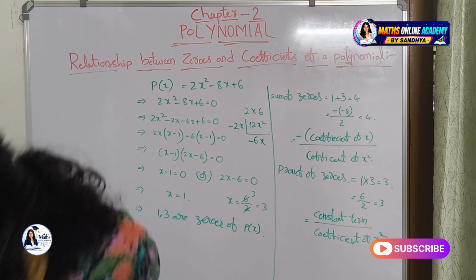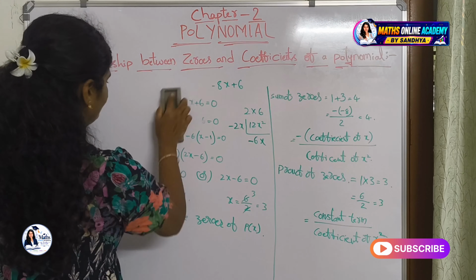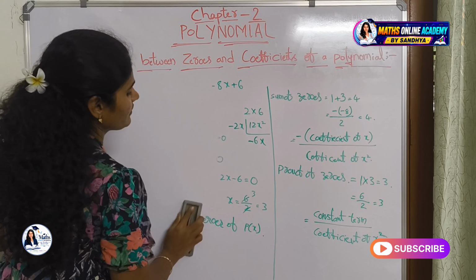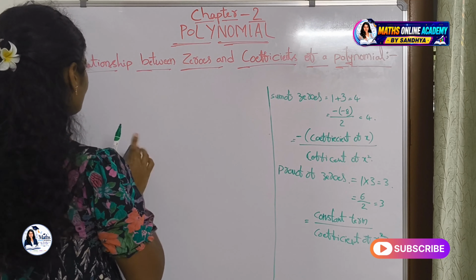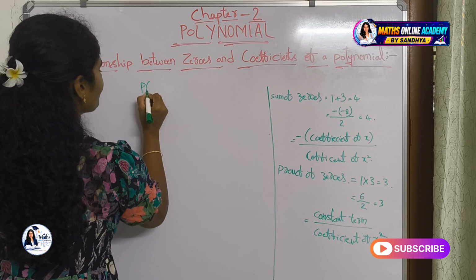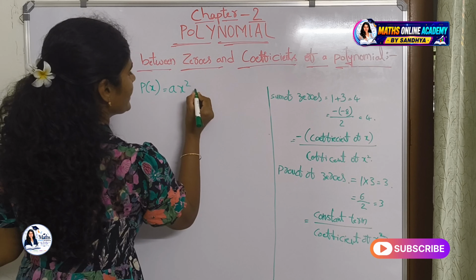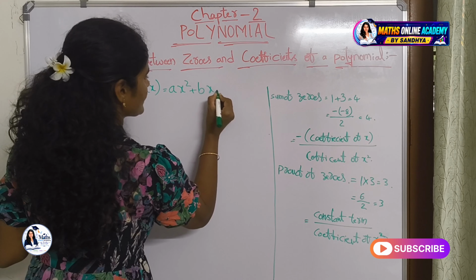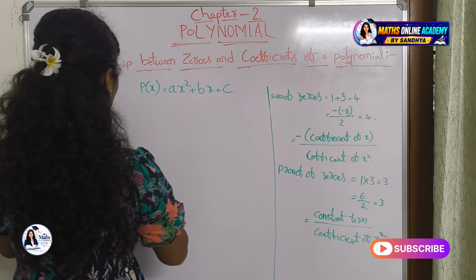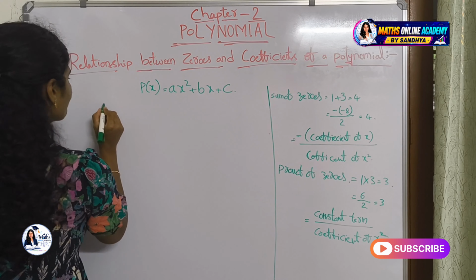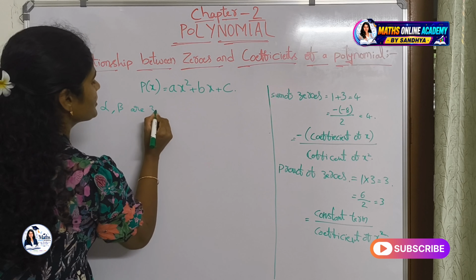And for this, we are taking an example. What is the general form of a quadratic polynomial? ax square plus bx plus c. This is the general form, and alpha comma beta are the zeros.